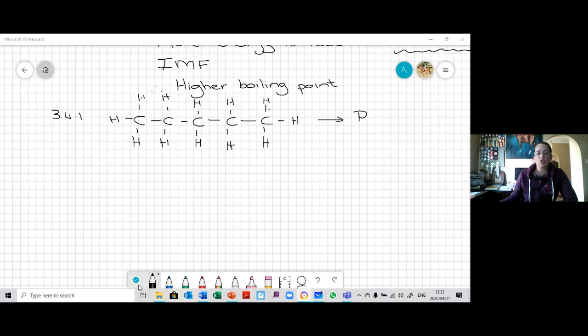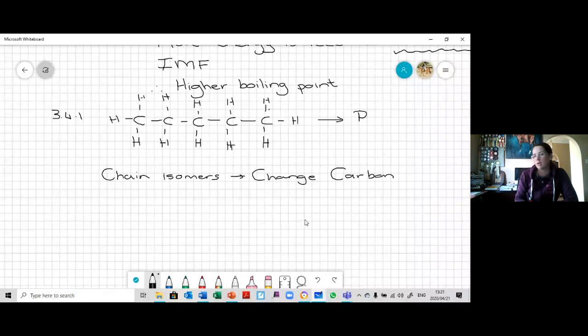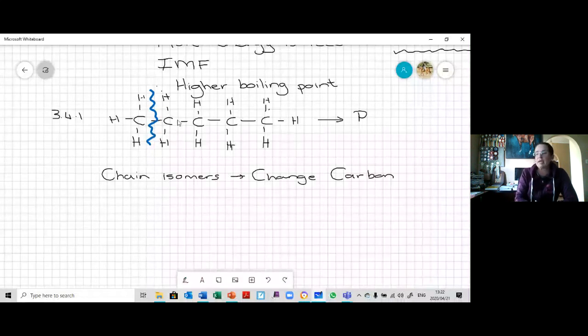Now, they're asking us to draw a chain isomer, okay? Now, this is where your isomers has to be very strong, okay? If they ask you for a chain isomer, then you change the position of a carbon. Okay, so that is what they mean by a chain isomer. So what I'm going to do is I'm going to chop off that little methyl group there and I'm going to plug it in somewhere else.